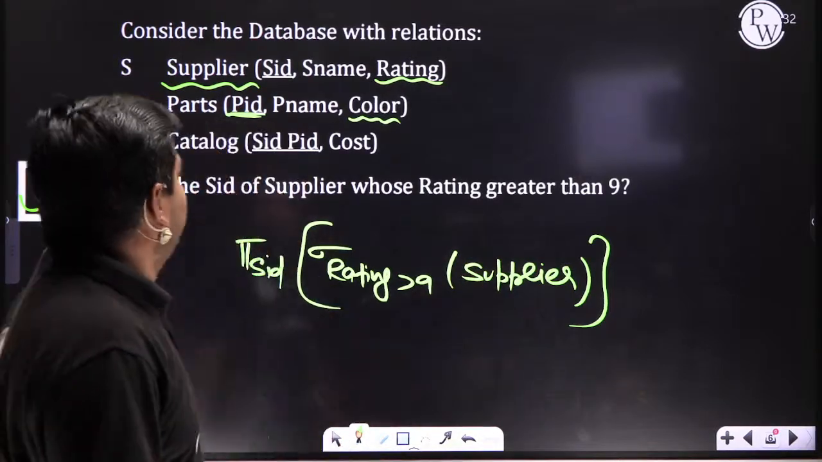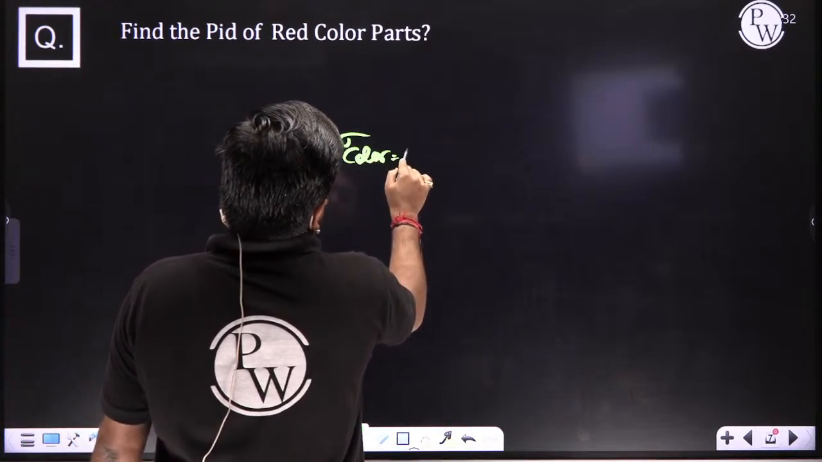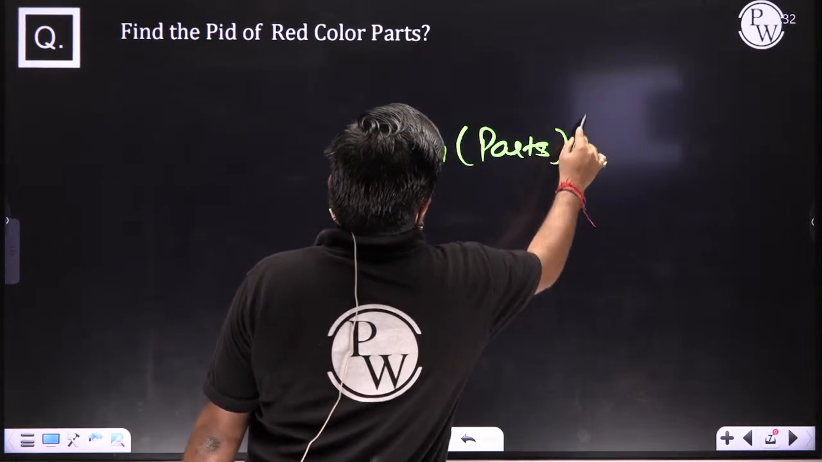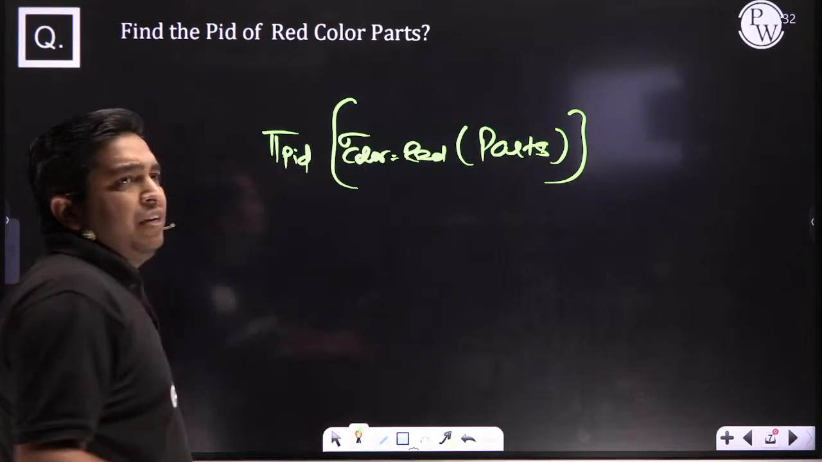Now, here color equal to red from the parts table. And what you want to find? You want to find PID. This one we have also done.